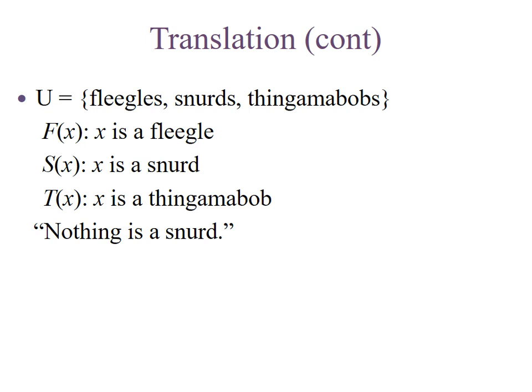Not for some s of x. So let's see. That means there doesn't exist any x. It is s. S means x is snurred. So that sounds correct, right? So we don't have any x that is snurred. That means nothing is snurred.